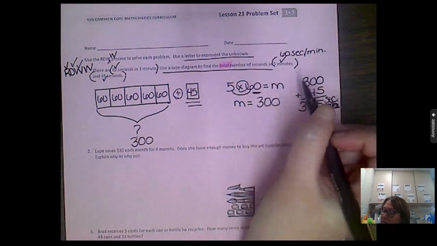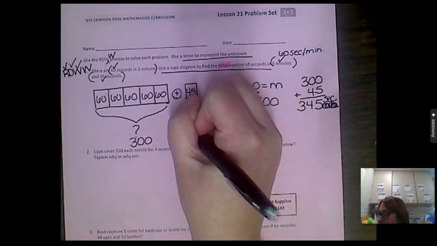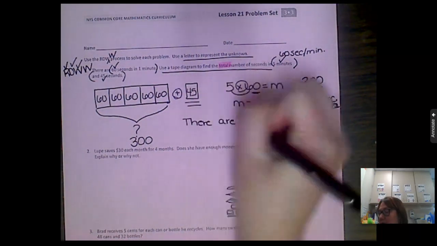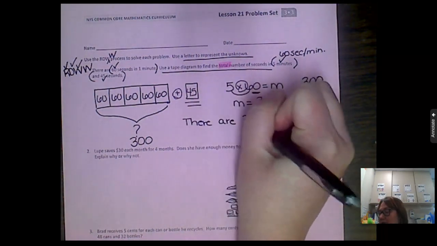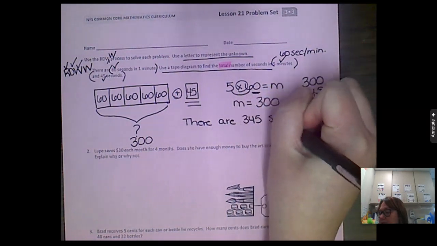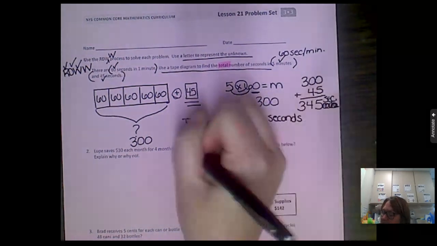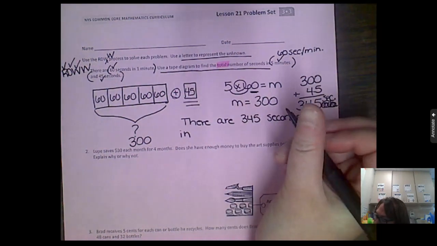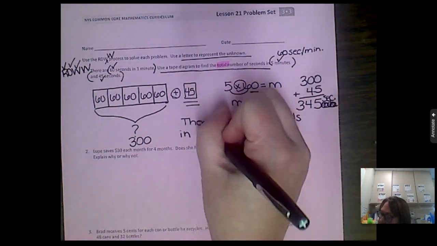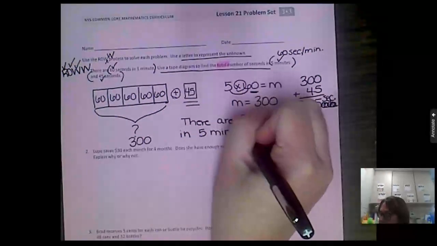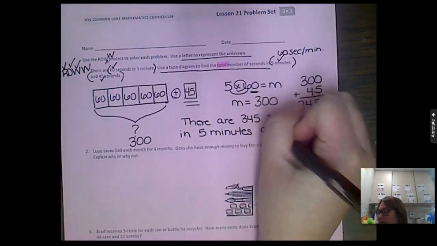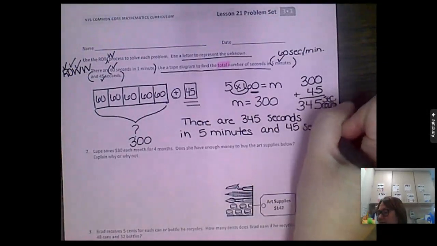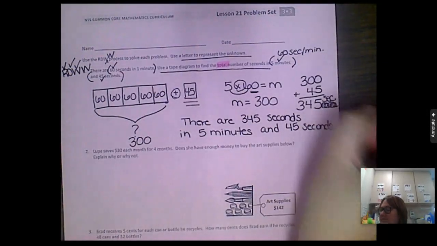Okay, so find the total number of seconds. So there are, with a capital T, there are 345 seconds in 5 minutes and 45 seconds. There we go.